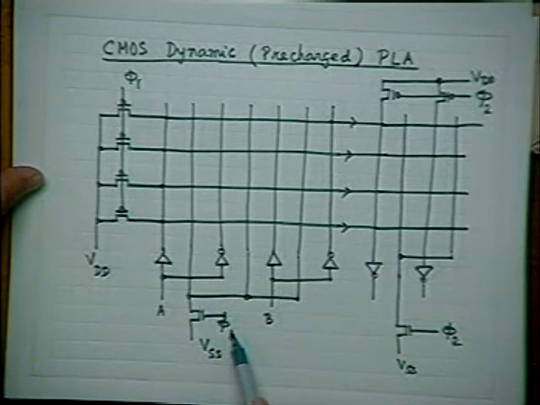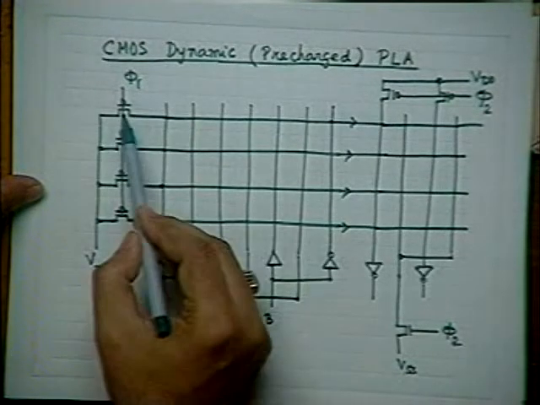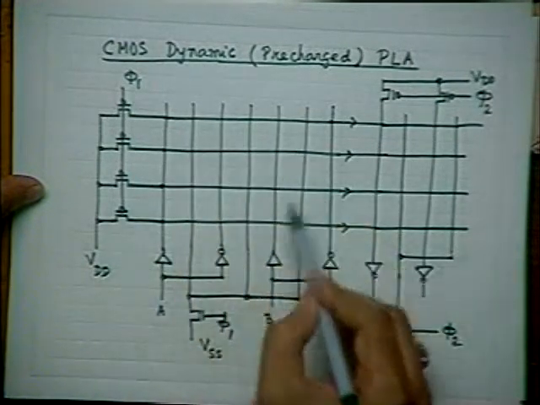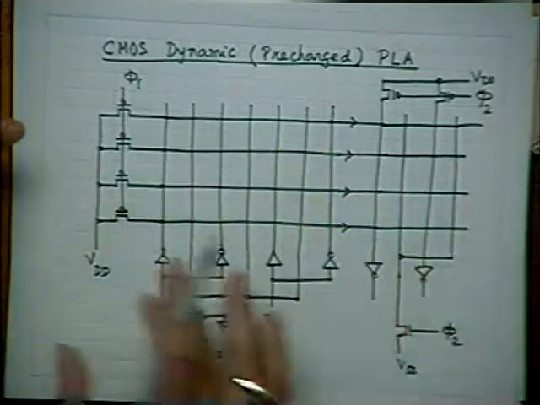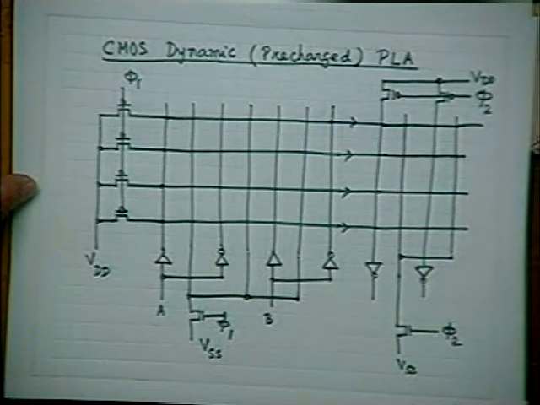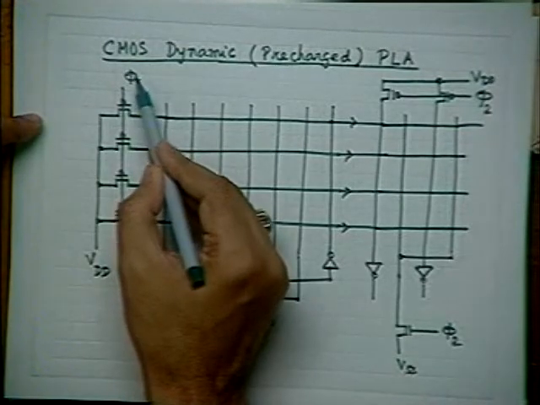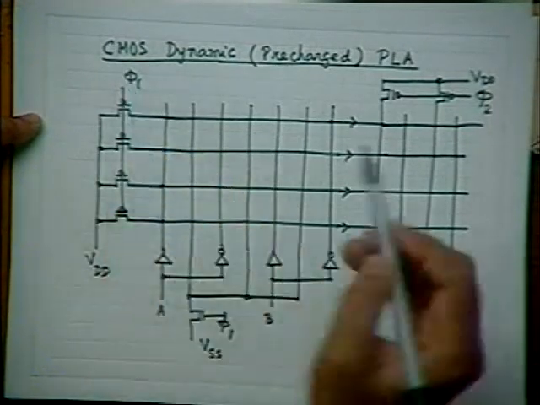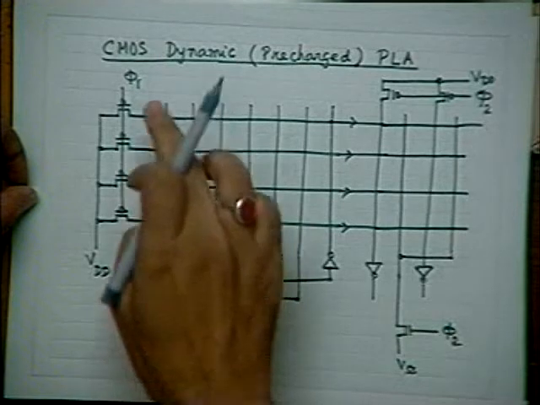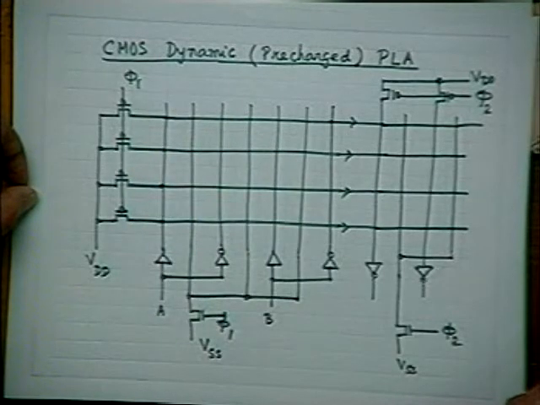And when phi 1 makes a transition from 0 to 1, these transistors turn off. Depending on how the transistors are connected, the product lines will establish the corresponding signal, and that is what is known as the evaluate phase. So by making phi 1 0, you create the pre-charge phase, and by turning phi 1 to 1, you create the evaluate phase.